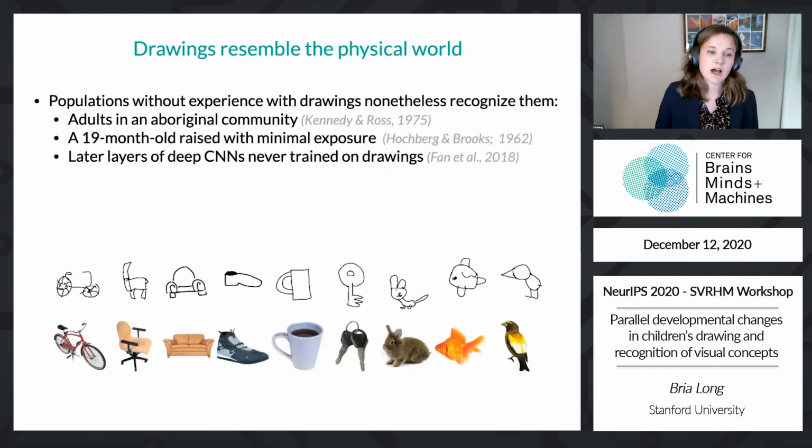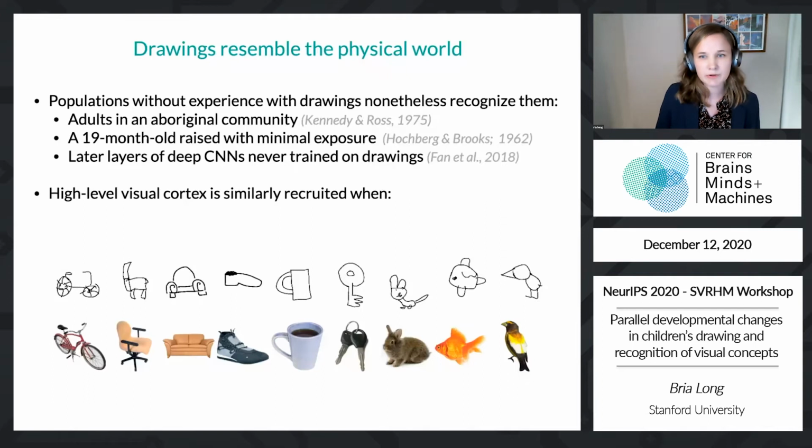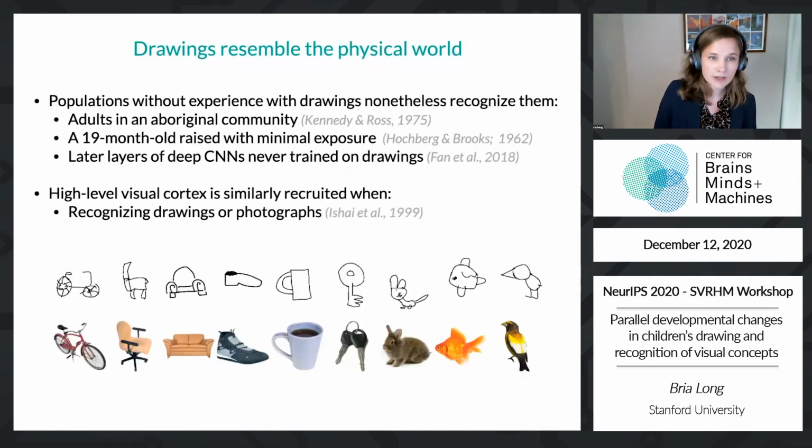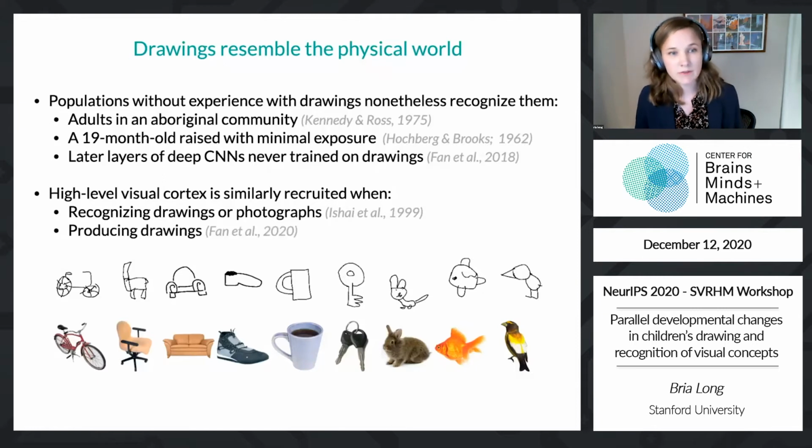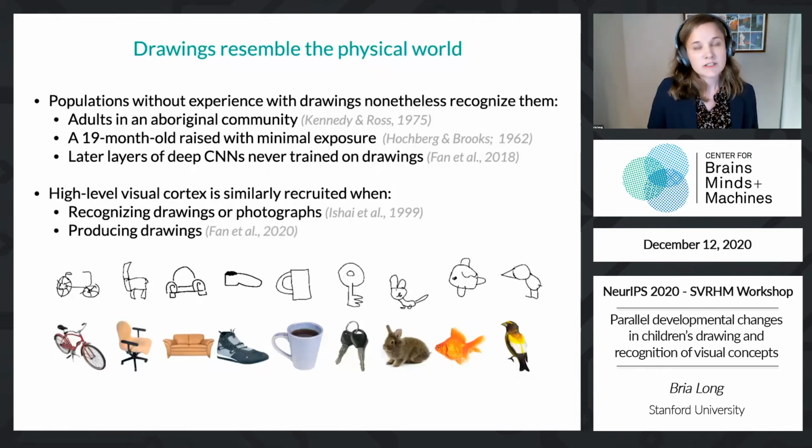Furthermore, evidence from cognitive neuroscience suggests that high-level visual cortex is similarly recruited when recognizing either drawings or photographs of objects, as well as when producing drawings of object categories, suggesting that recognizing objects and producing drawings of them both rely on general purpose visual processing mechanisms.